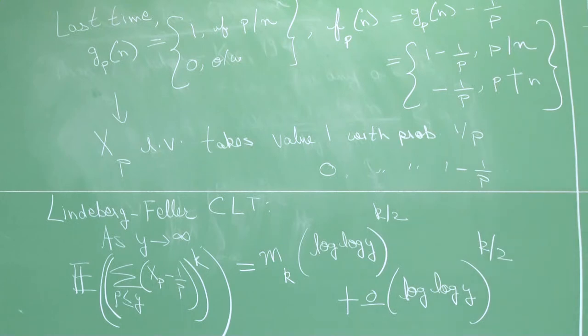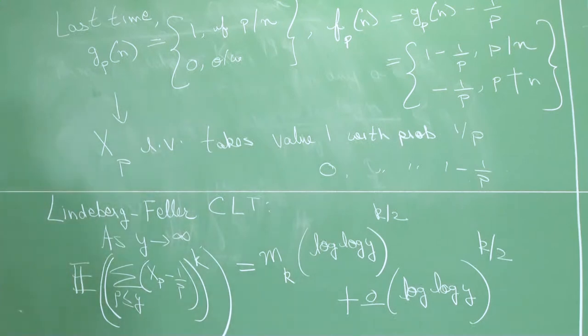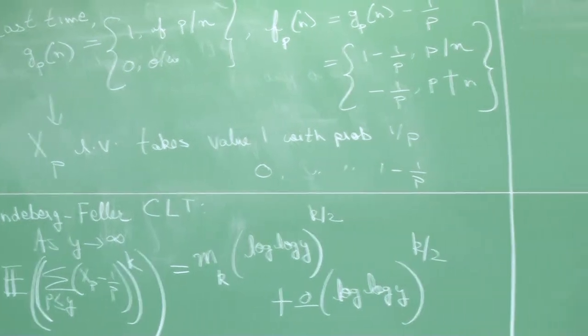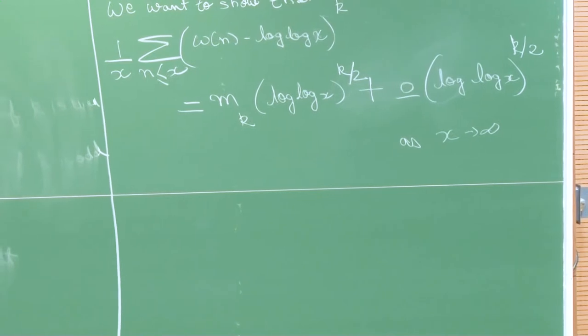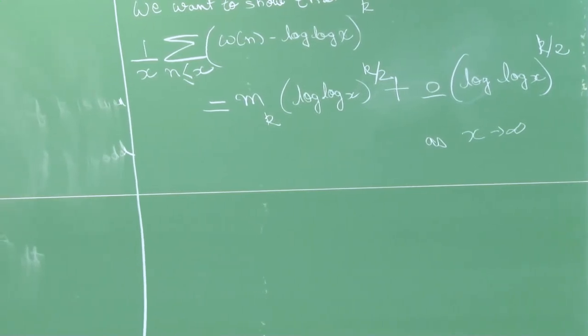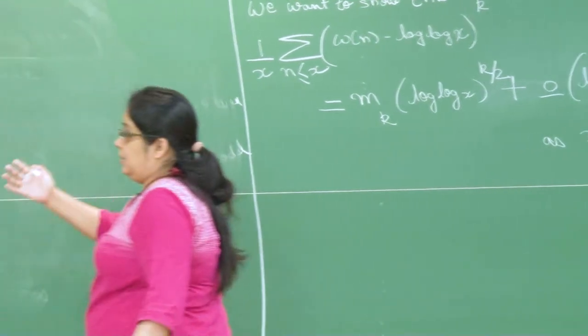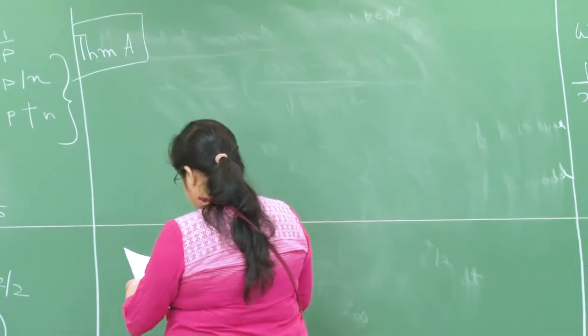Now, how do we go from x sub p to f sub p? First we have to go from x sub p to f sub p, and then we have to go from f sub p to these quantities here that we are looking at. So, here I state a theorem. This was the approach of Granville and Soundararajan's proof. So, this says the following.